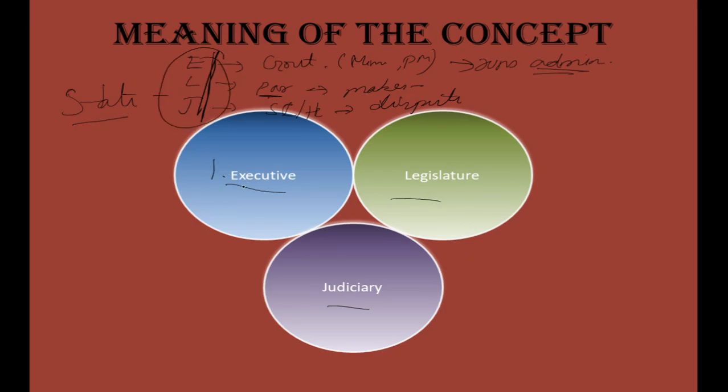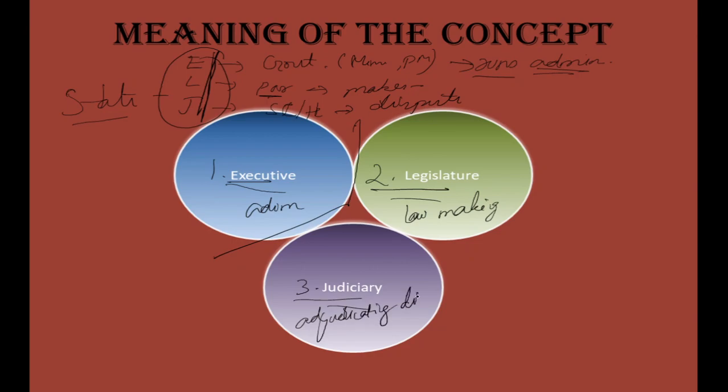So the first one, the government or the executive, second one, the legislature or the parliament, congress, depending on the place where you are, and the third is the judiciary. Now, let me write it here. This deals with administration, this deals with lawmaking and this deals with adjudicating the disputes. So these are the functions of these three organs. And this division of function between these three organs, this is separation of power itself.